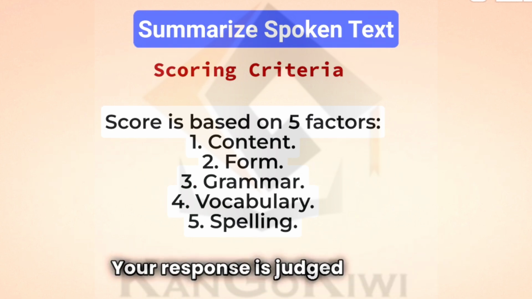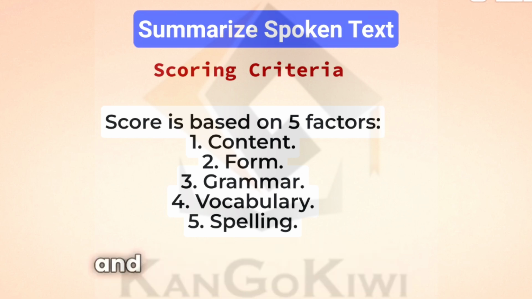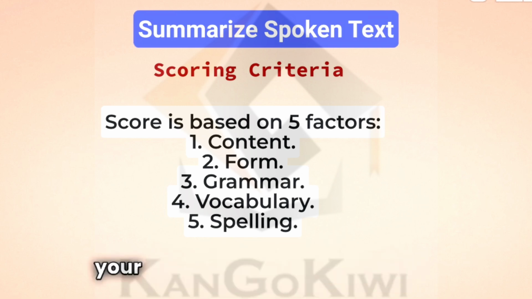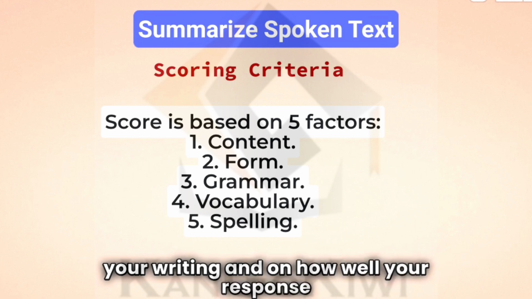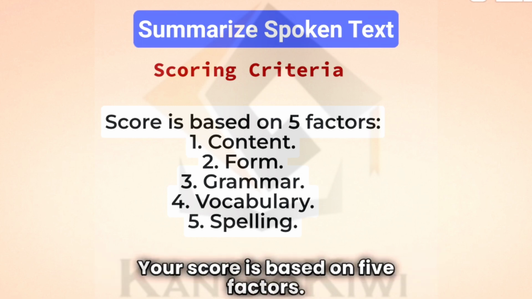How this question is scored. Your response is judged on your ability to understand, analyze, and combine information from a lecture, and then summarize the key points in writing. You are also assessed on the quality of your writing and on how well your response presents the key points in the lecture. Your score is based on 5 factors.